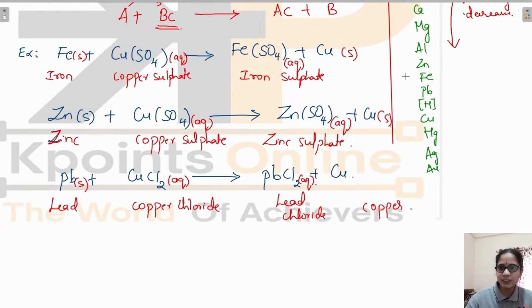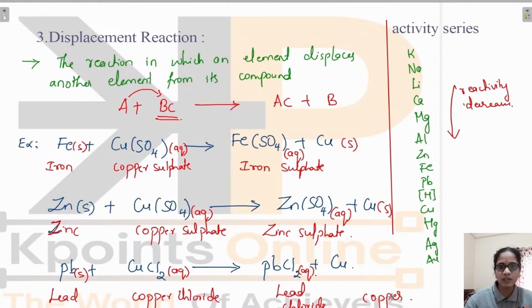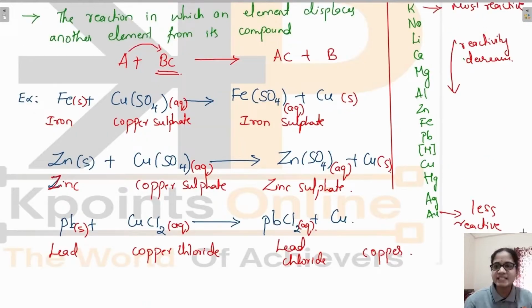For reference you need to see here the activity series, where the metals are arranged in the decreasing order of their reactivities. As you go down, the reactivity decreases. It is the most reactive and it is the least or less reactive. The metals that are placed above in the activity series can displace the metals that are below in the activity series. So calcium can displace magnesium, magnesium can displace aluminium. Okay, but iron cannot displace calcium in this way.